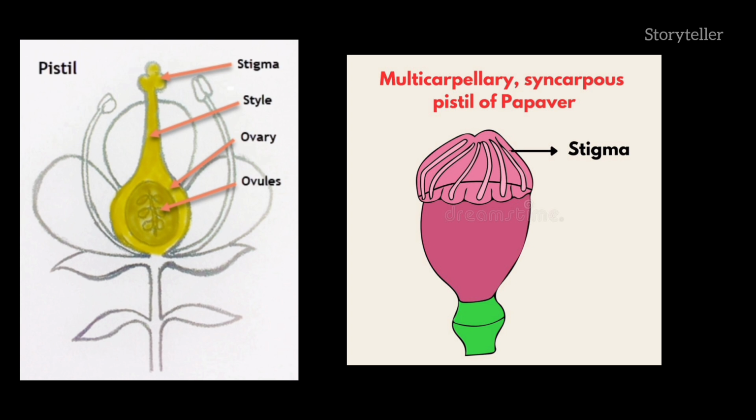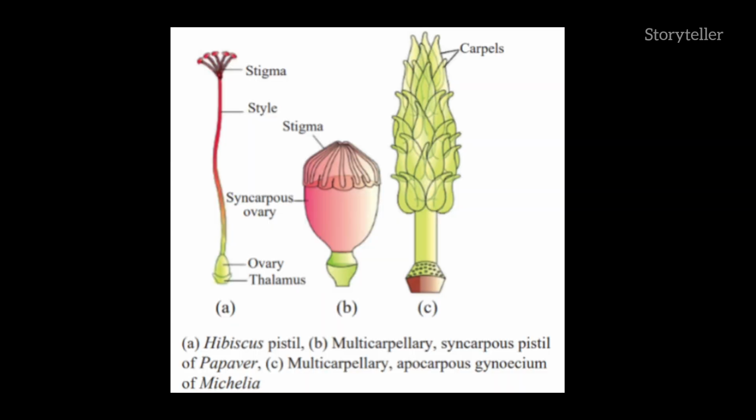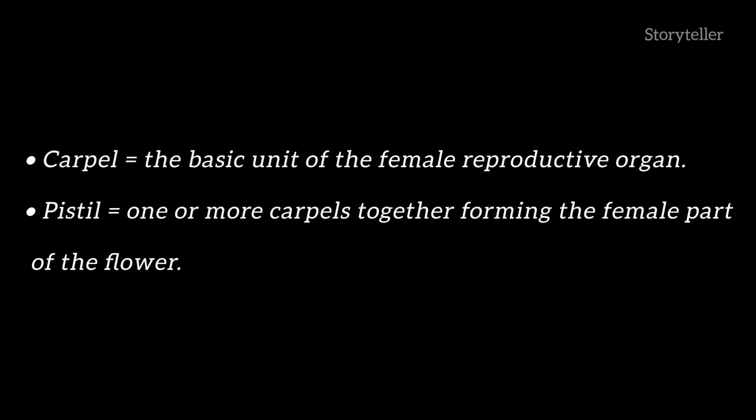And if there is more than one carpel, with more than one stigma, style, and ovary, we can also call them together a pistil. So whether it is one carpel, two carpels, or multicarpellary, all the carpels together are called a pistil. So many carpels together are called a pistil. That is the difference between carpel and pistil.